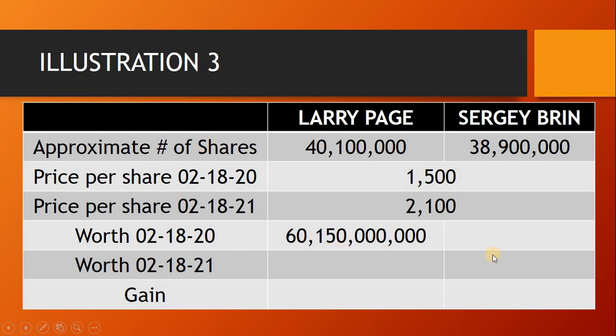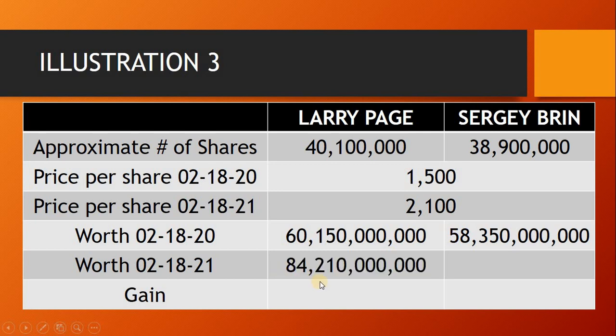$60,150,000,000. And for Sergey Brin, this would be $58,350,000,000. Now the price has increased to around $2,100, and so the current worth is $84,210 million US dollars. If we get the difference, the gain or the appreciation in price would be 24 billion 60 million US dollars.